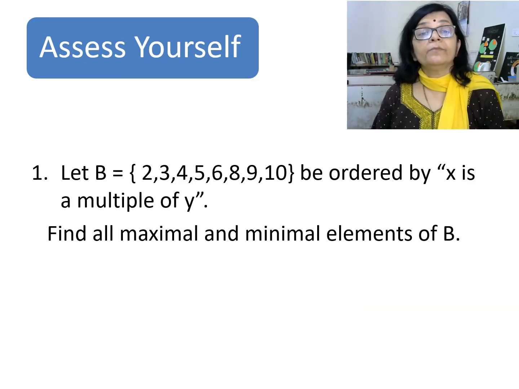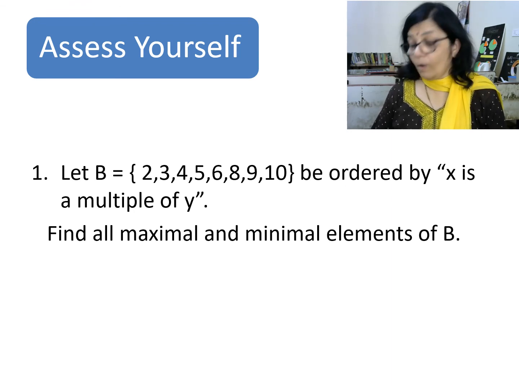Assess yourself. First question: let B = {2, 3, 4, 5, 6, 8, 9, 10} be ordered by x is a multiple of y. Find all maximal and minimal elements of B.